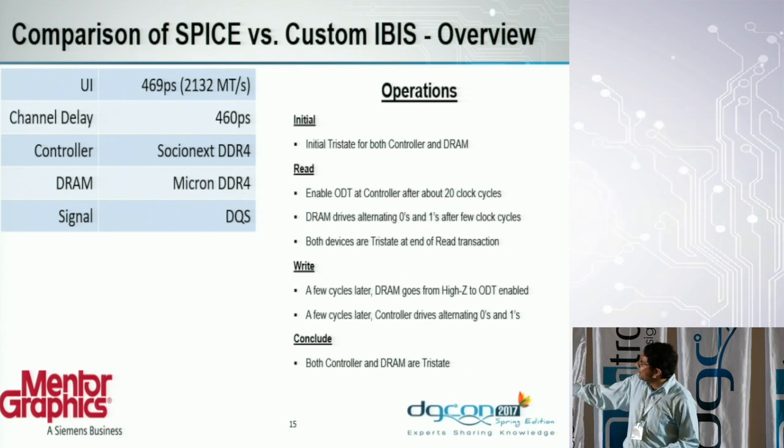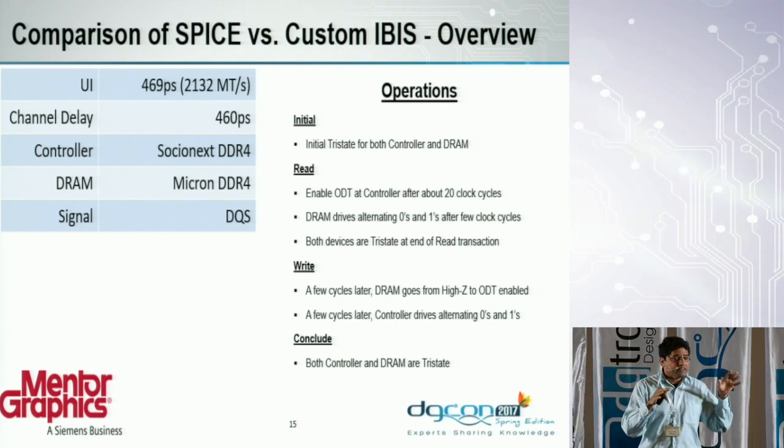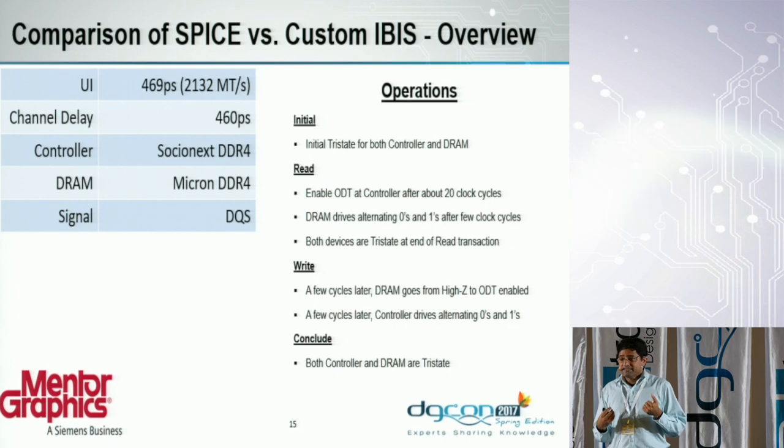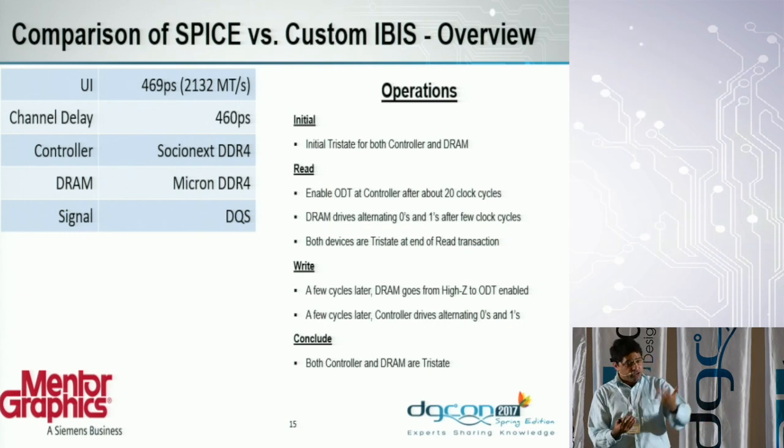This is an LPDDR3, if I remember right. I'm sorry, this is a DDR4. We ran it at 2133 megatransfers per second. And we saw what happens when you start from tri-state, you do a typical read transaction, go back to tri-state, do a write transaction. Compare what happens with the new IBIS that we're proposing, and SPICE.